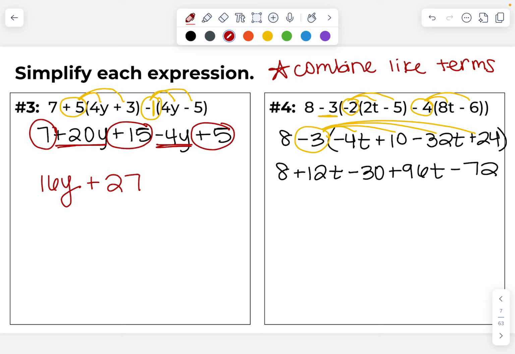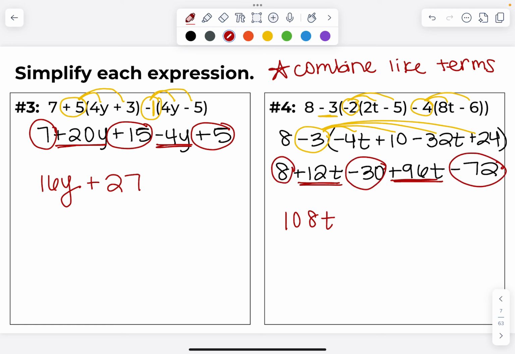Now I'm at the step where I can combine like terms. I'm going to start with my terms that have my variable t. So I have a positive 12 and a positive 96. If I take 12 plus 96, that's going to give me 108t. And then I've got a positive 8, a negative 30, and a negative 72. If I combine all of those, that should give me a negative 94. And that should be the answer you got.